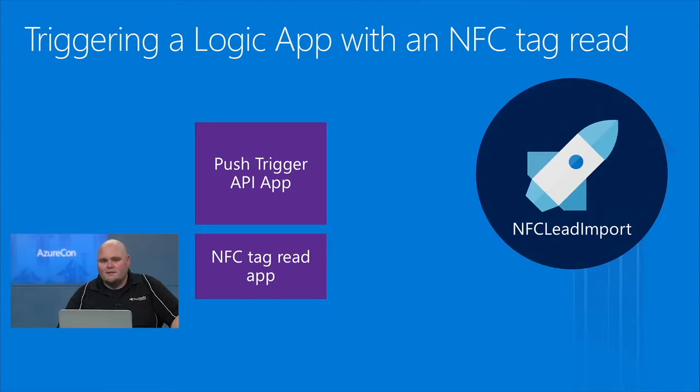So really, the logic app has to tell us where it lives. The logic app has to say, I'm interested in tag reads. Here's where I live. Here's how you can contact me. And the mechanism by which it does that is a push trigger. In this case, an API app. So it looks like a website project.